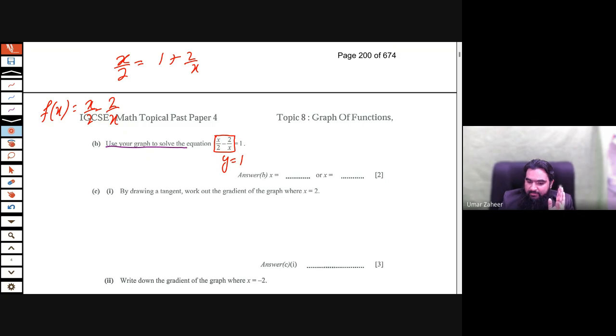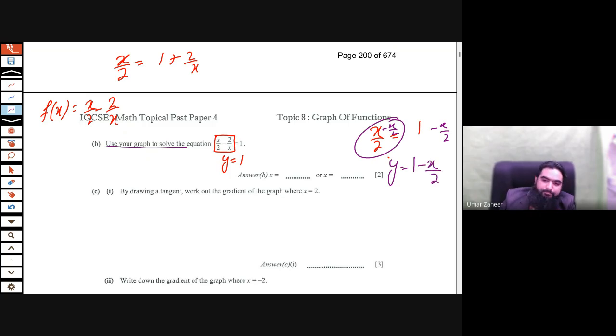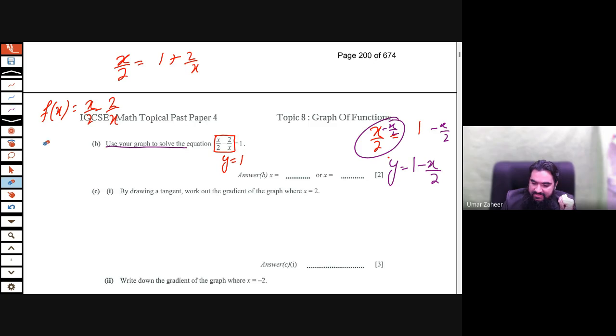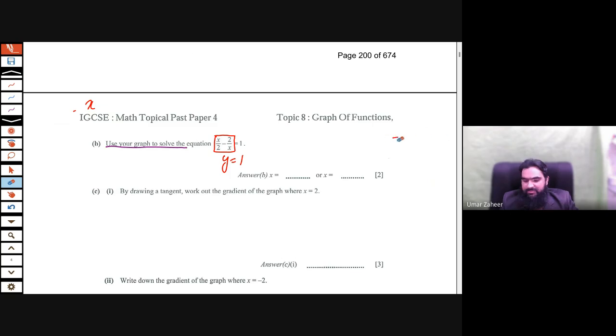Is it clear? For example, you have x by 2 is equal to 1. Look here, there is no minus x by 2. So what will you do? You will subtract minus x by 2 on both sides, so this value will be equal to y. Everyone, you get my point? Yes, sir. But in this case, it is given exactly equal, so we don't need to do any simplification. We don't need to use algebra here. So we have y is equal to 1.